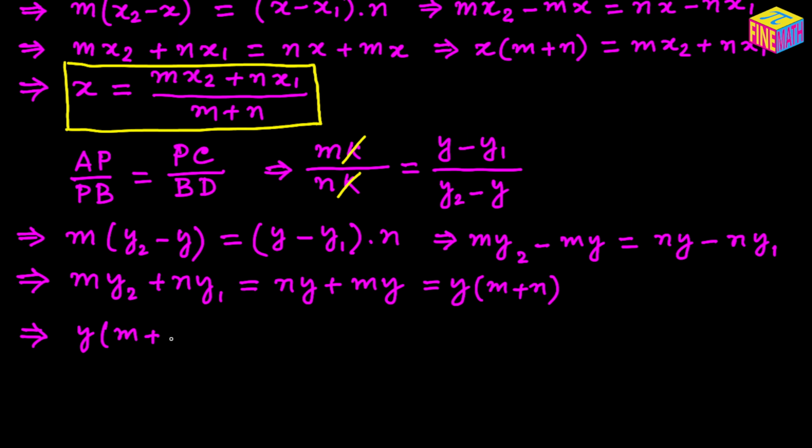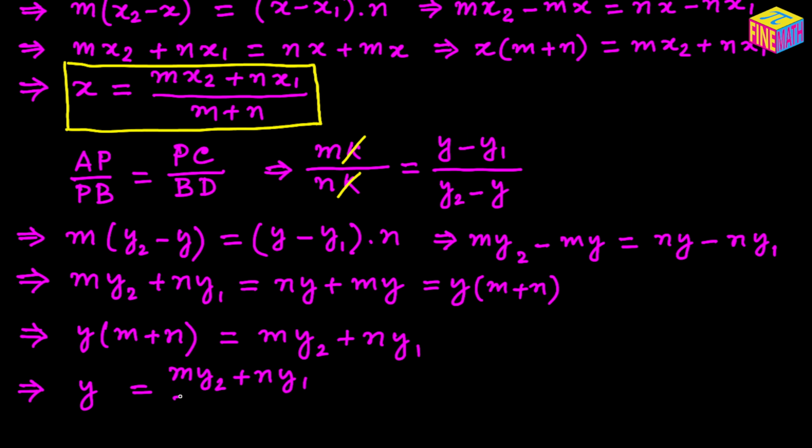And then y times m plus n is equal to m times y sub 2 plus n times y sub 1. If we divide both sides by m plus n, y must be m times y sub 2 plus n times y sub 1, divided by m plus n. And we have now calculated the value of y as well.